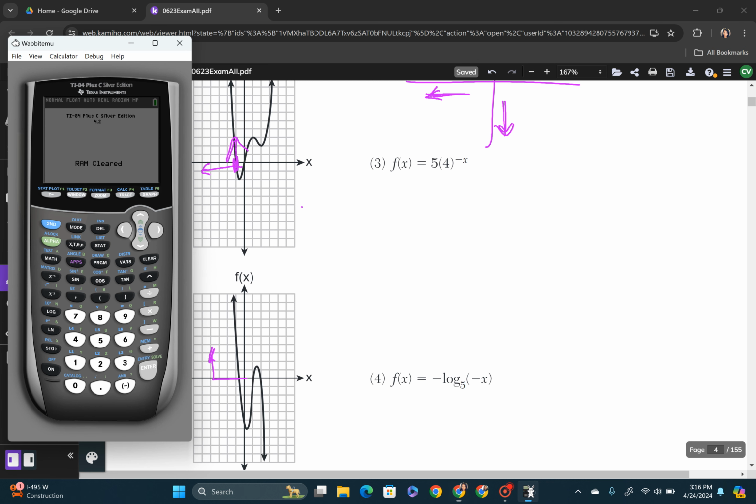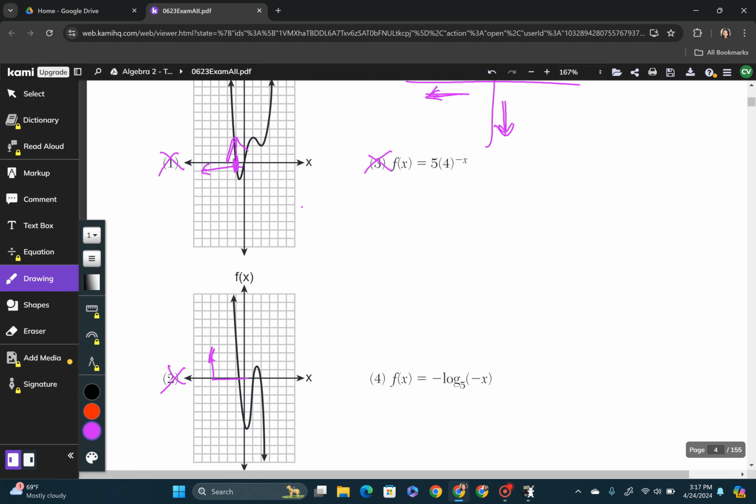So I'm going to go here, go to y equals, and let's plug in our function. So 5 parentheses 4 close parentheses to the negative x. And make sure you put negative, not the minus sign. And let's see what happens here. So as we go left, are we going down? Let's see. No. As we're going left, actually we're going up. So that is also not true. So let's plug in the last one.